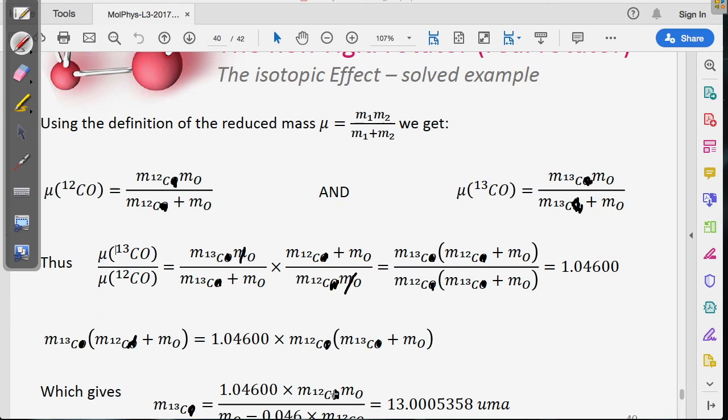Okay. Well, with this, we come to the end of this video and the end of the chapter. Soon enough, I will be sending you the solution of the exercises of this chapter, and we move to chapter 3 on the vibration of diatomic molecules.